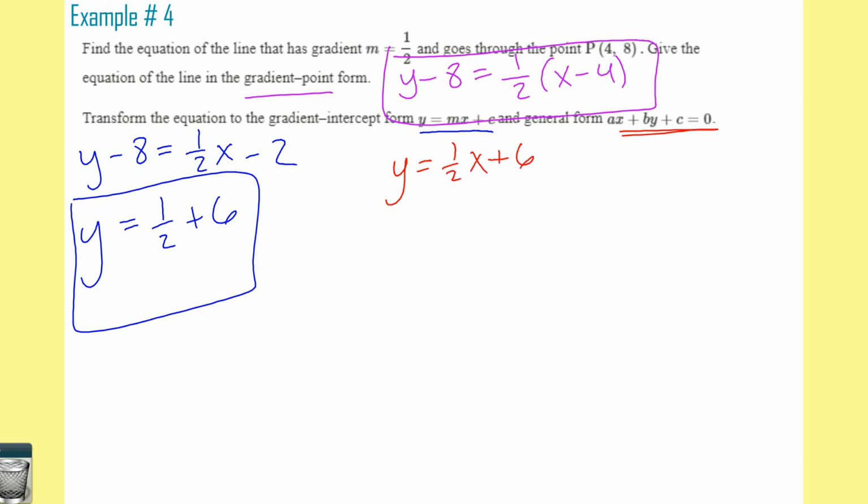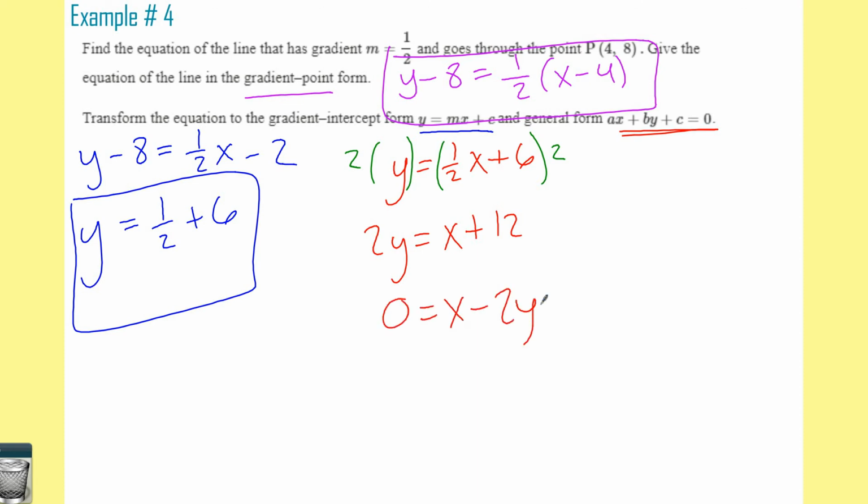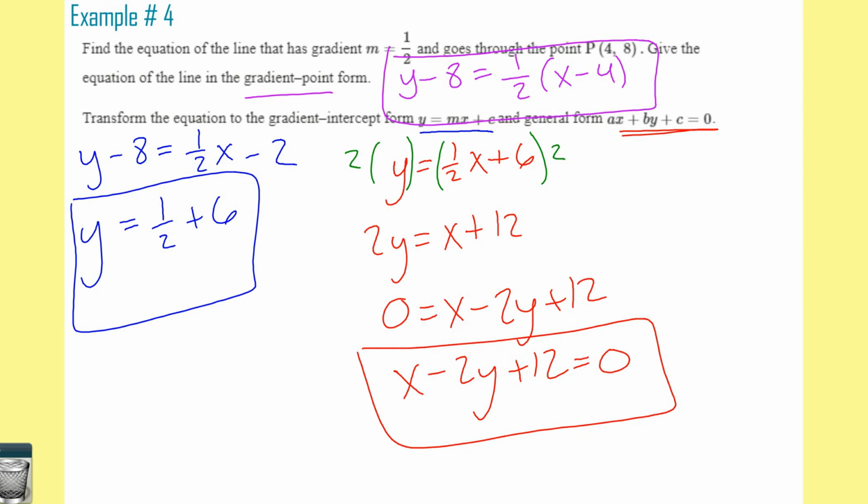So here I'm going to take that y equals 1/2 x plus 6. I don't like the denominator of 2, so I'm going to multiply everything by 2. So we get 2y equals x, or 1x, plus 12. So I'm going to move the 2y over and get x minus 2y plus 12, but then I'm going to put it in the correct format. And there you have it.